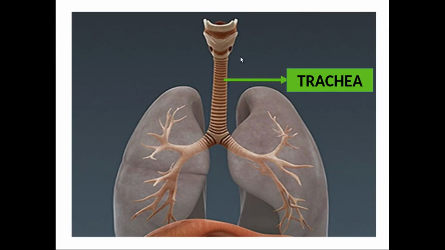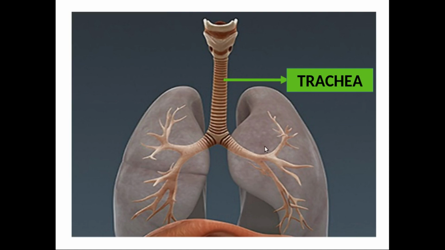The first part of the lower respiratory tract is the trachea. The trachea is commonly known as the windpipe. It extends from the larynx and branches into the two bronchi. The main function of the trachea is to provide airflow to and from the lungs.